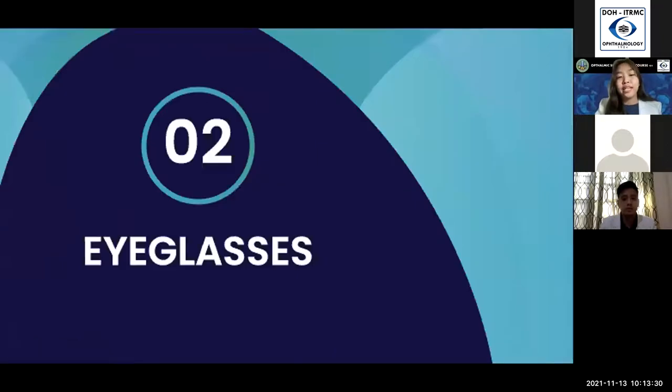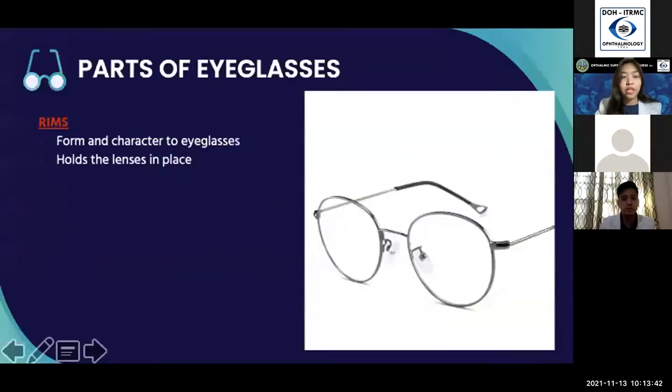So the next part of my report is eyeglasses. Eyeglasses are an easy way to correct your vision, but there are so many types of lenses, frames, and even lens coatings that we need to be familiar with. So the first part is for us to familiarize the parts of the eyeglasses. First one is the rim. The rim lends form and character to your eyeglasses. They also provide function by holding the lenses in place.